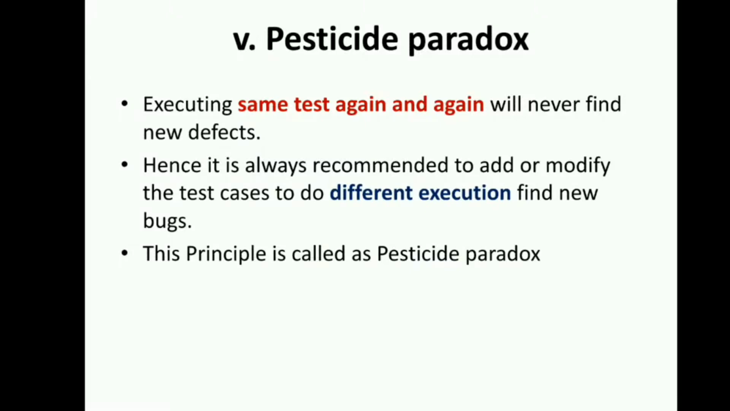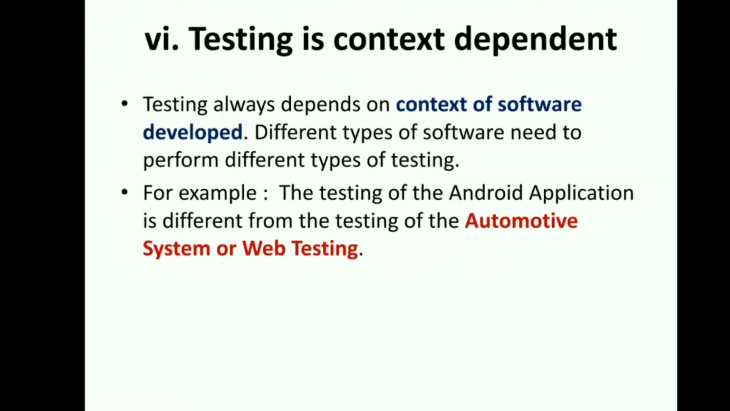So you have to test in a different way. That is the pesticide paradox method. You should not do just the same thing again and again. It is always recommended to add or modify test cases in different executions to find new defects. This is called pesticide paradox.